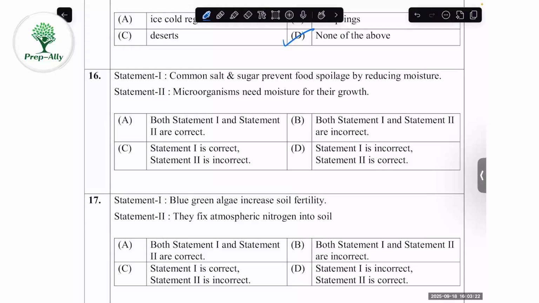Okay. So microorganisms, especially the fungi and some bacteria, require moisture. If there is moisture, definitely fungal growth or bacterial growth will be there and spoilage will occur. For the 16th question, the correct answer: the first statement is correct, statement 2 is also correct. So option A.